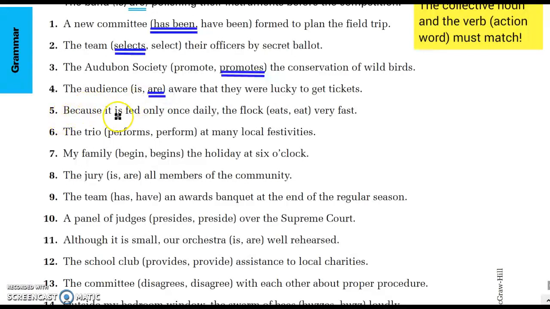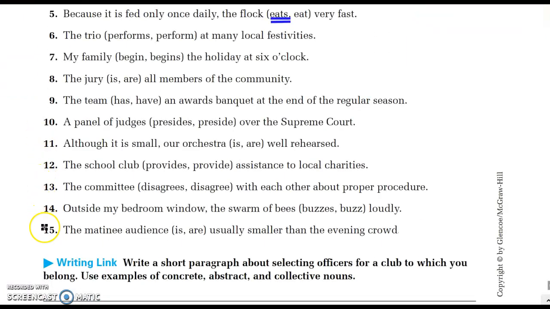5. Because it is fed only once daily, the flock eats or eat very fast. Because it is fed only once daily, the flock, it is singular, as is the word the, telling me that the verb needs to be singular because flock is singular in this particular instance. Please complete 6 through 15 on your own.